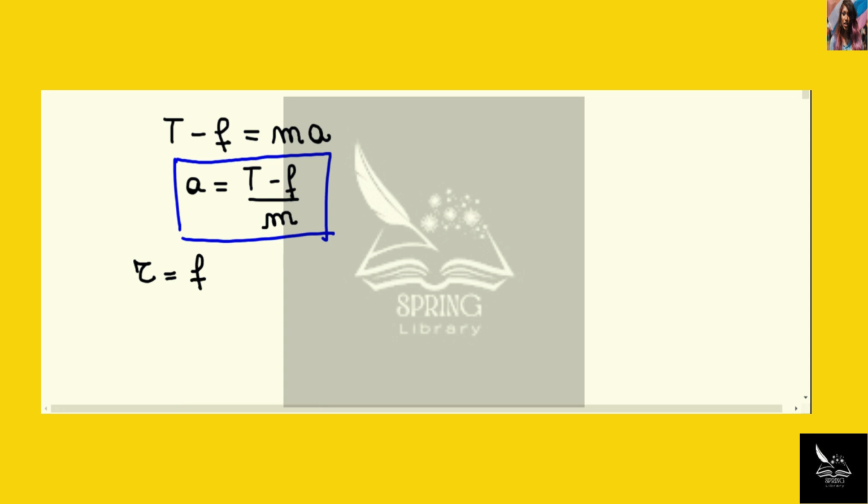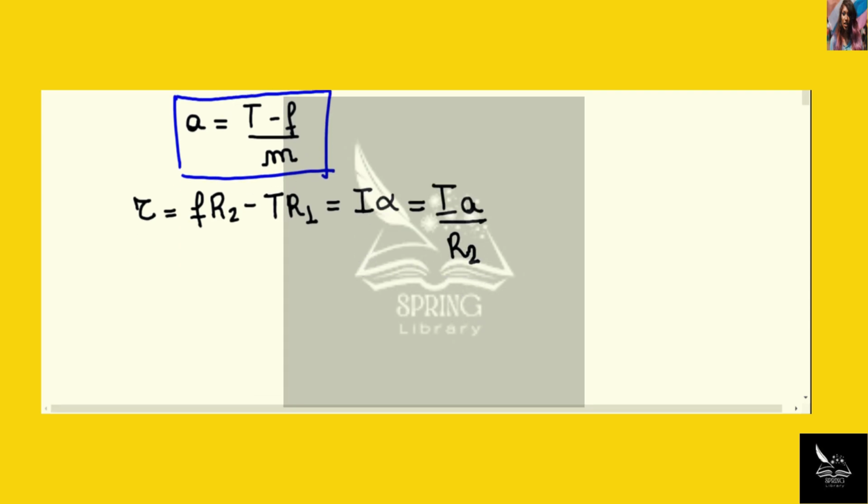So the total torque is F times the distance between the point where the force is applied and the center of mass, which is R2, minus T R1, and this is equal to I times the angular acceleration. Now the angular acceleration is just the acceleration of the center of mass divided by the outer radius of the spool, which is R2.